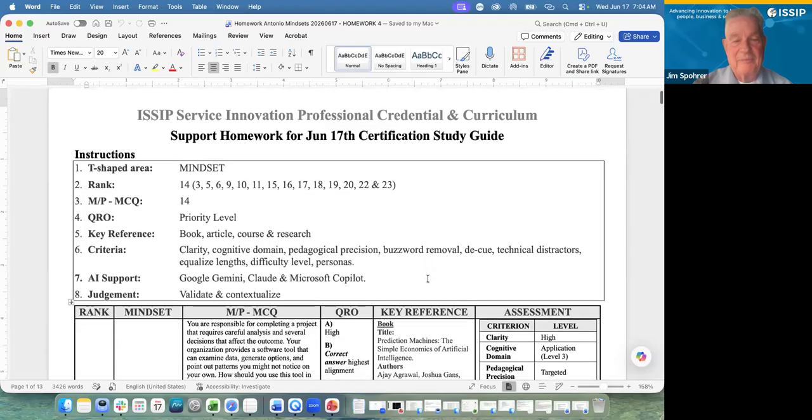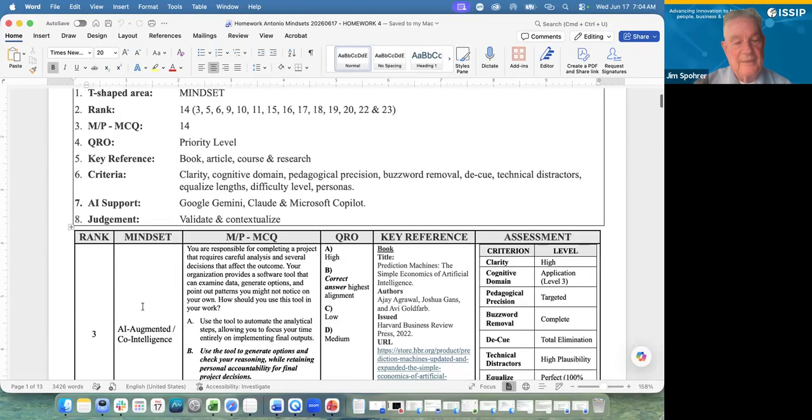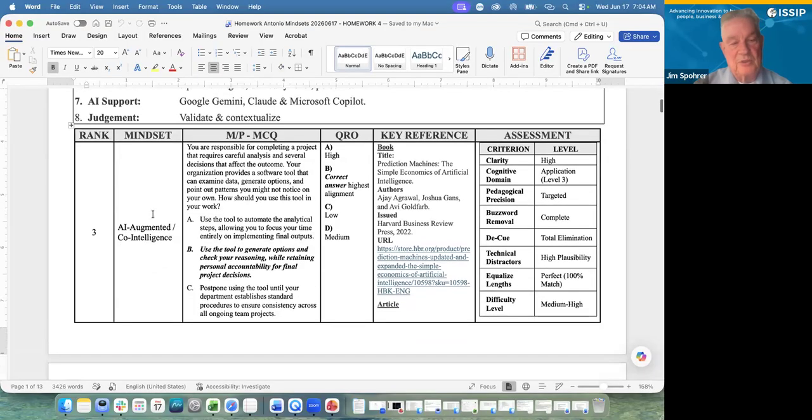This T-shaped area is mindsets, and Antonio created 14 multiple choice questions. It's got the key references and criteria. These are the AI systems used. Let's just go to the first one, which is the mindset of AI augmented co-intelligence. Some people just call it co-intelligence, but I like this AI augmented co-intelligence.